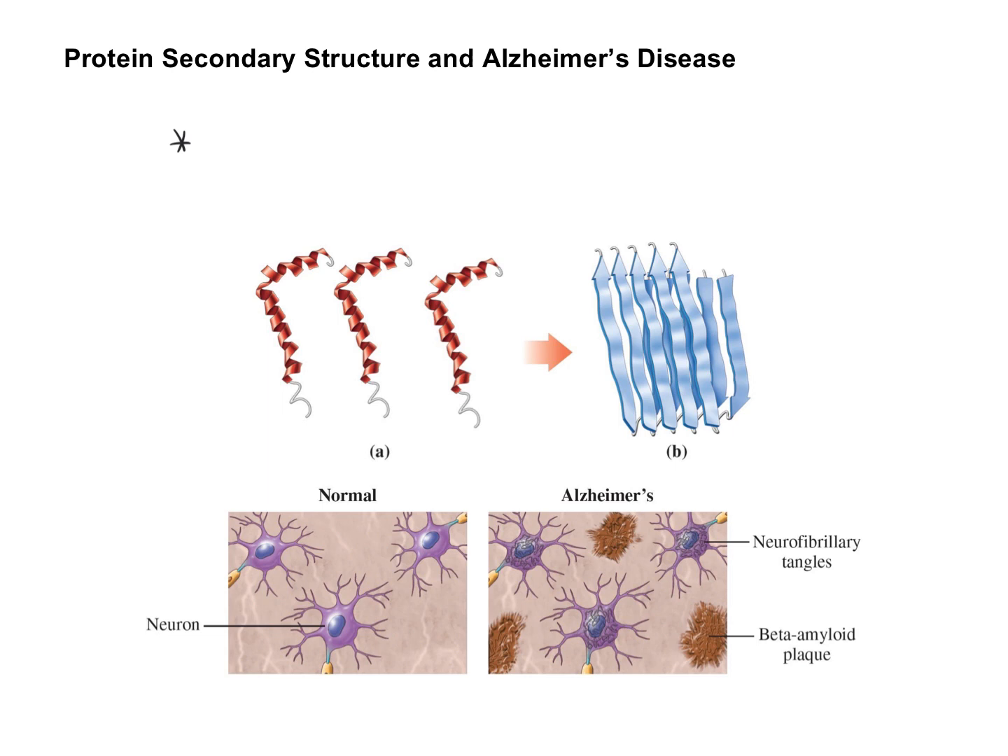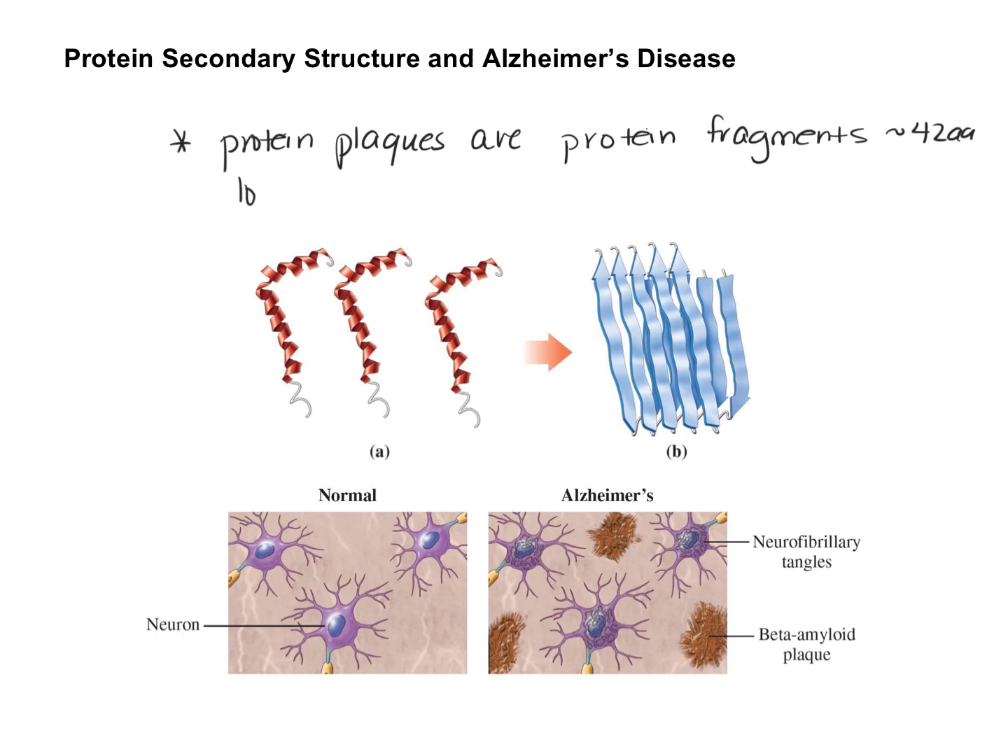So the plaques are protein fragments of approximately 42 amino acids long, and they are called beta amyloid proteins. And the protein sequence has been identified in both healthy and diseased individuals.